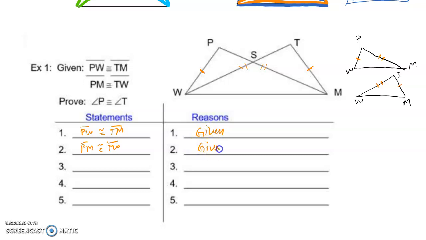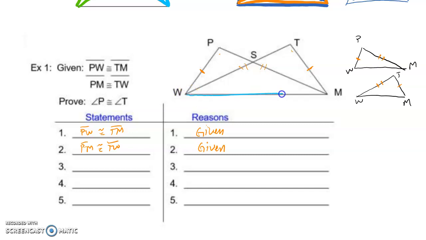But what's the third piece? Well, in order to prove my triangles are congruent, I have two sides. I would need the included angle, but there's no way I have enough information to prove that angle P and angle T, which are my included angles, are congruent.